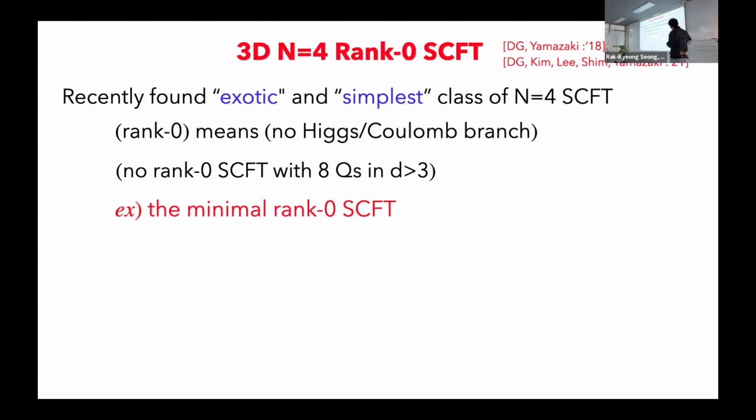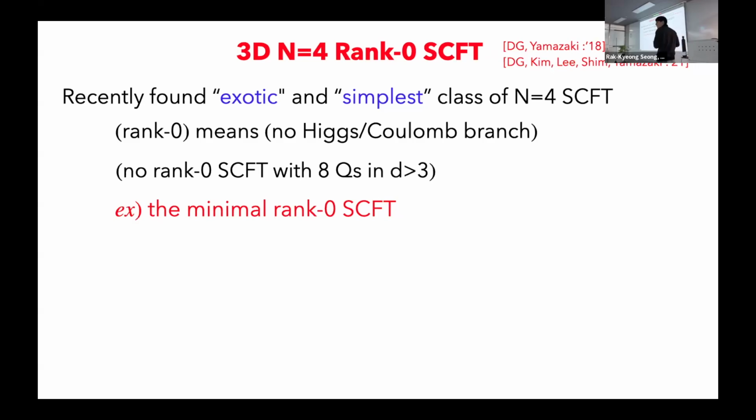So rank 0 TQFT is a recently found exotic and simplest class of N=2 CFT. Rank 0 means no Higgs branch and no Coulomb branch. So as was asked, if we start from a general N=4 theory, then we usually get a non-rank 0 CFT. In higher dimensions, it is believed, although not proven and still controversial, that there is no rank 0 CFT in higher dimensions with this amount of supercharges.